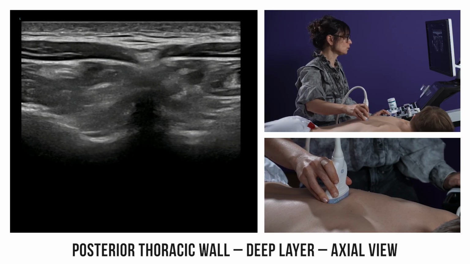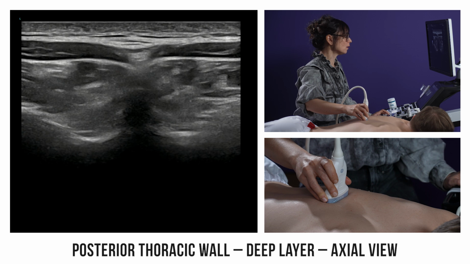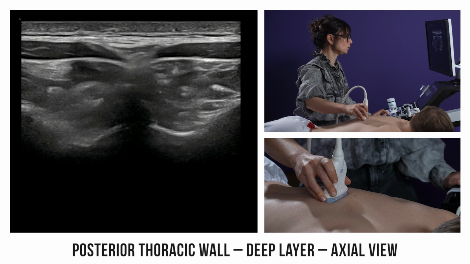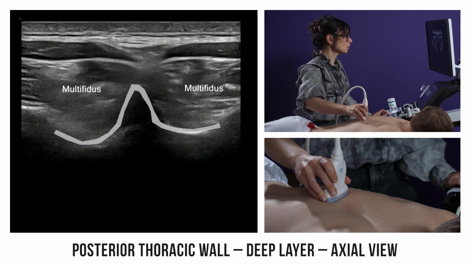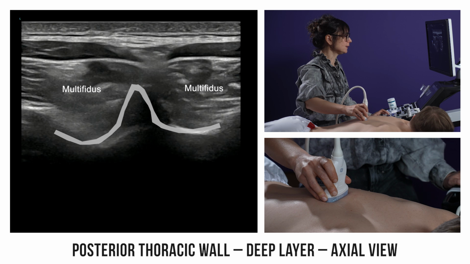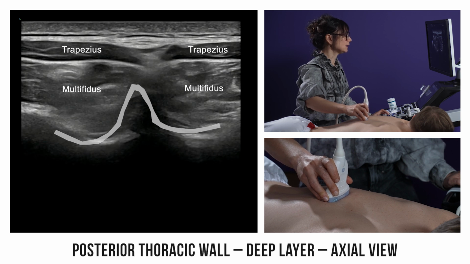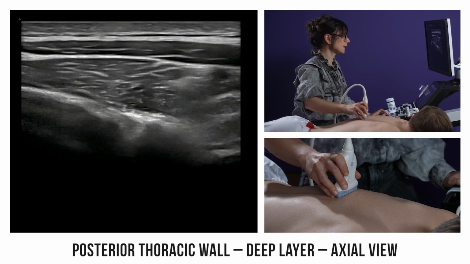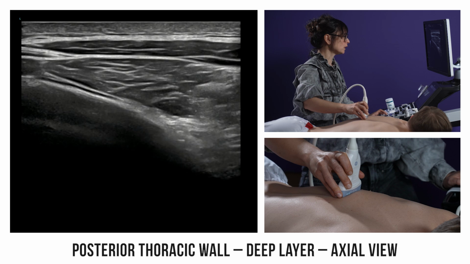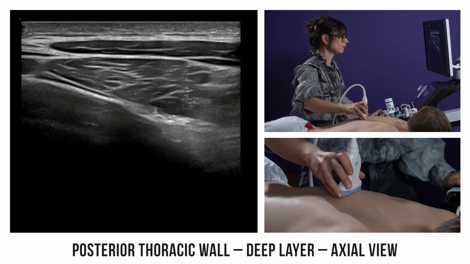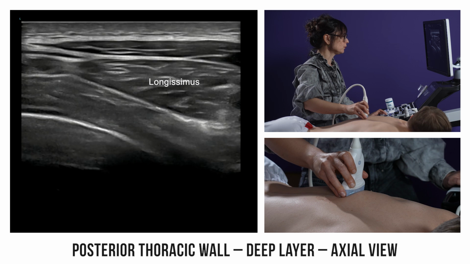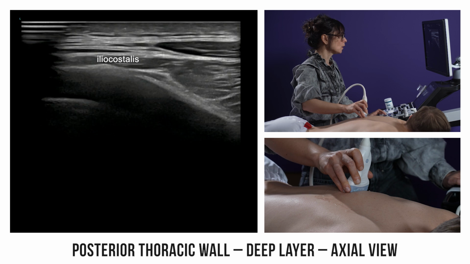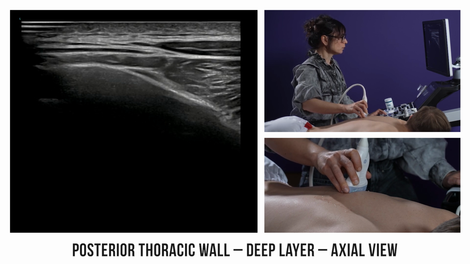In an axial view at the level of the spinous process, you can see the multifidus muscle covering the posterior thoracic wall, superficial to the transverse process and the underlying distal fibers of the trapezius. If I shift the probe laterally, we encounter the spinal erector group, with the longissimus medially and the thinner iliocostalis more laterally. Below that, we can see the cortical outline of a rib.